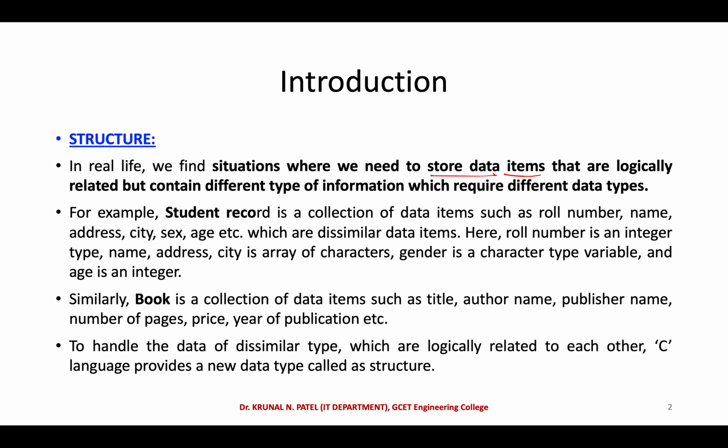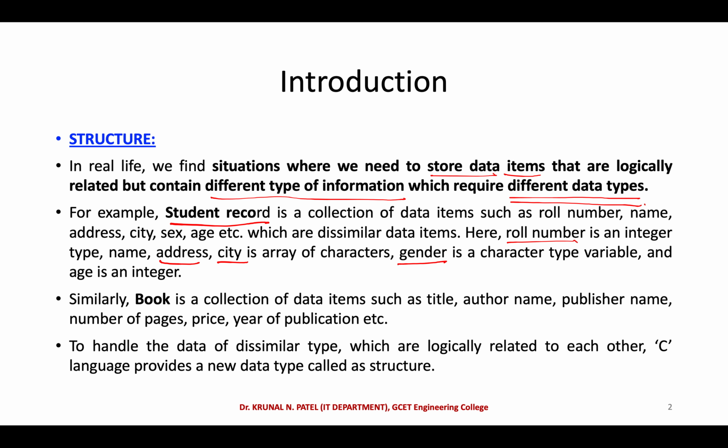What is the meaning of it? We are here going to store different types of information with different data types. Okay, right? Suppose, for example, how you can relate this. Suppose I want to store a student record, right? So what can you consider in a student record? A student record is a collection of some items like a roll number you can store, right? The address you can store, the city you can store, and gender you can store.